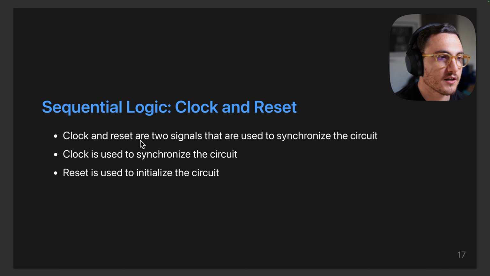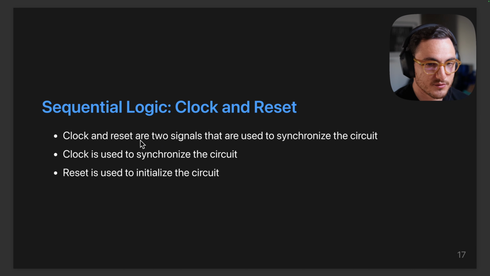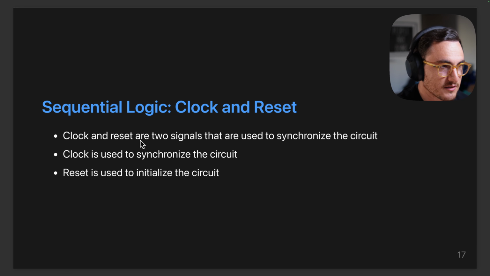And we cannot start dealing with sequential logic unless we introduce two very important signals, which are the clock and the reset. So clock and reset are two signals that are used to synchronize the circuit. Whenever you have sequential logic, you have to synchronize the whole system, and clock is used to synchronize the circuit itself, and reset is used to bring the circuit to a known state.